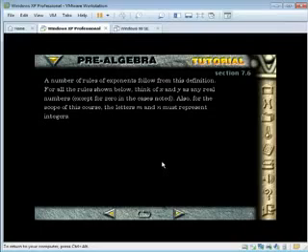A number of rules of exponents follow from this definition. For all the rules shown below, think of x and y as any real numbers, except for 0 in the cases noted. Also, for the scope of this course, the letters m and n must represent integers.